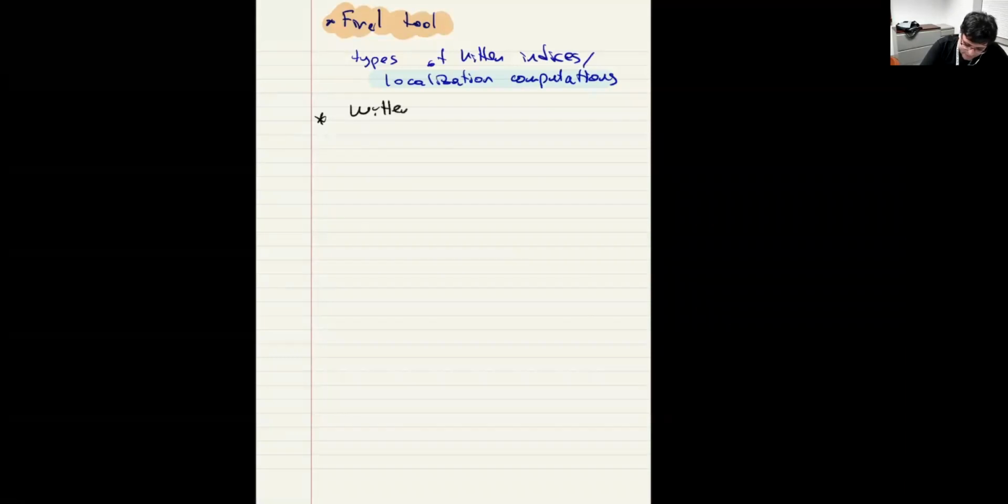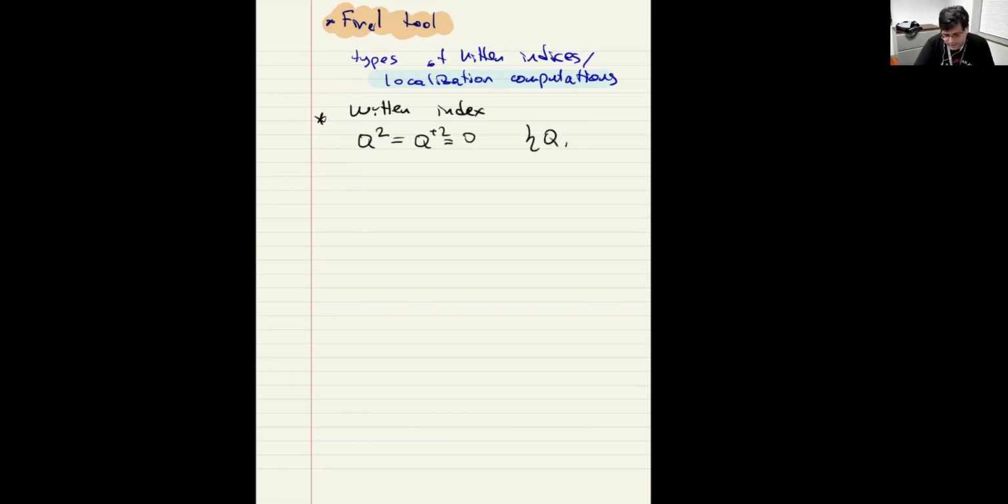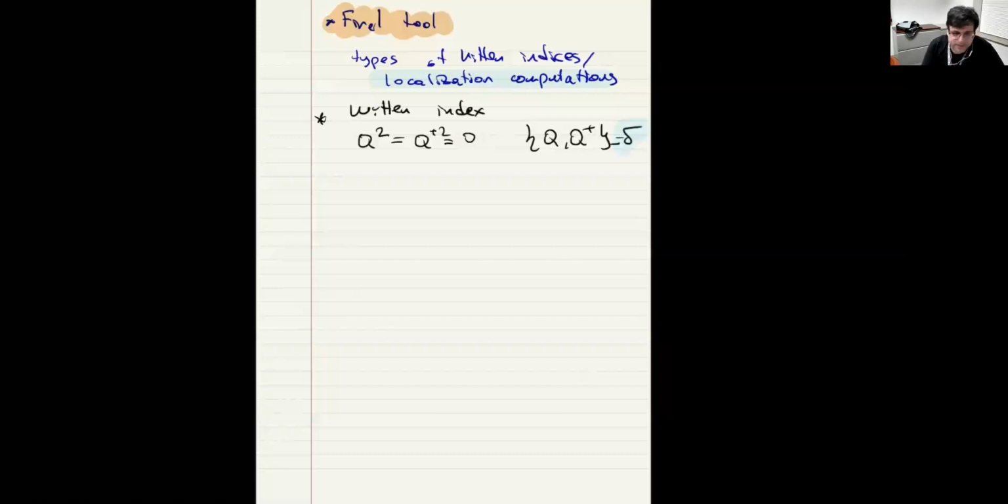So before we define this gadget, let me remind you very briefly what the basic idea of the Witten index is. Say you have a supersymmetric algebra with 2 supersymmetric generators, say Q and Q dagger, which are nilpotent, and the algebra is of the following sort: the anticommutator of Q and Q dagger is equal to some operator delta, where delta is some bosonic operator.